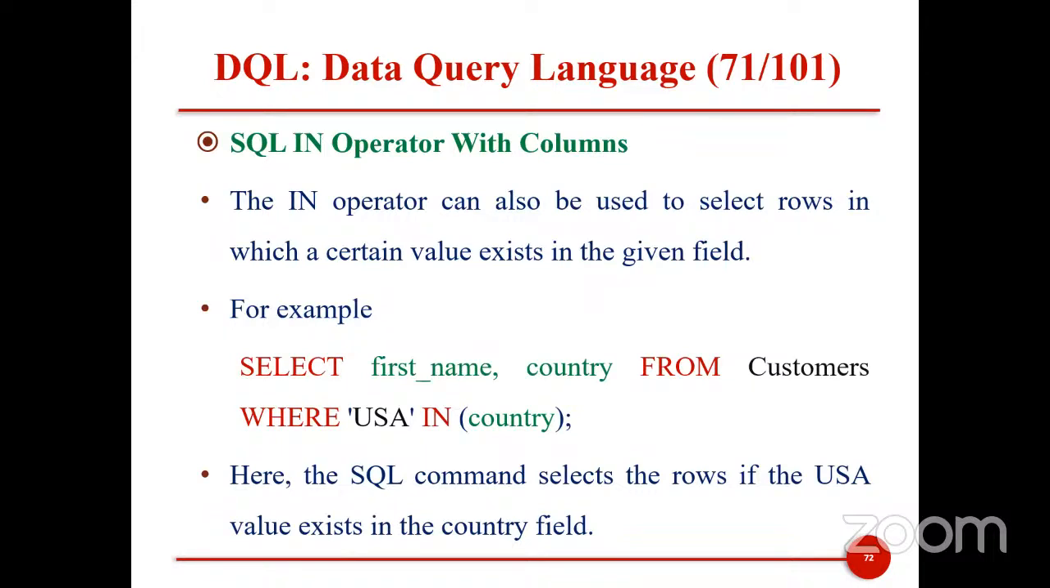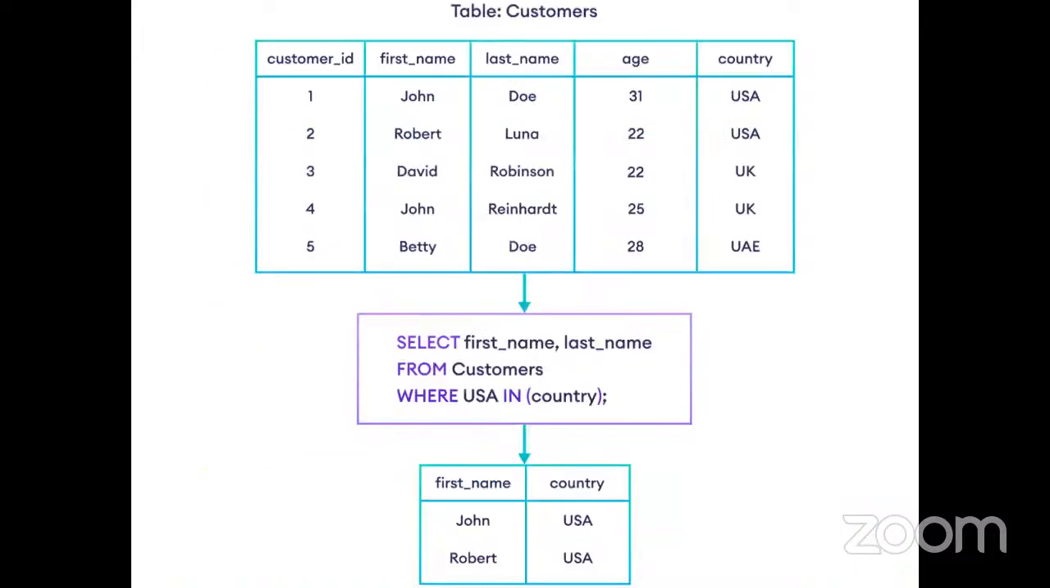You can also use this format here. It will still display for you, like where the country is USA, you find it in a column called country. It will still display the same results.